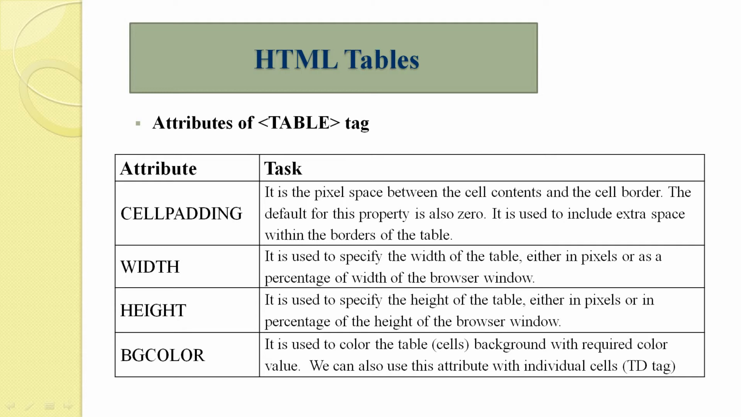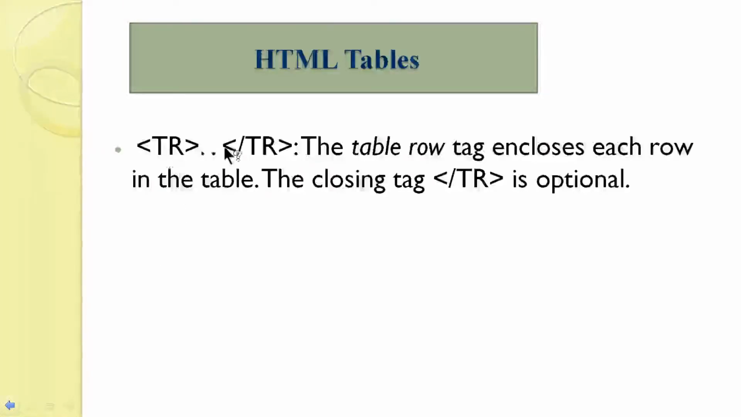Here we have the TR tag. We have the beginning and closing, but the ending of the TR tag is optional. This particular tag, the table row tag, is mainly used to specify a row in an HTML table. This is nothing but to insert a row in a table. In that case, this particular tag will be used.